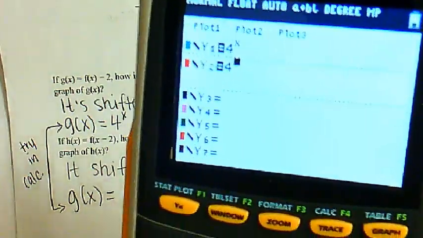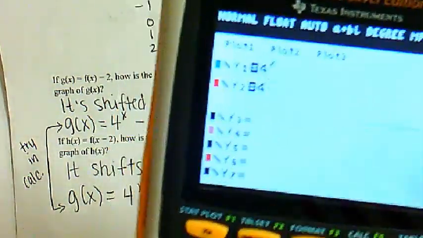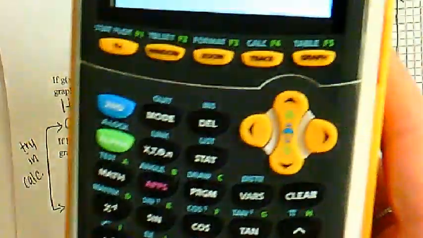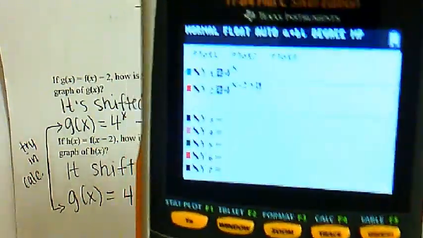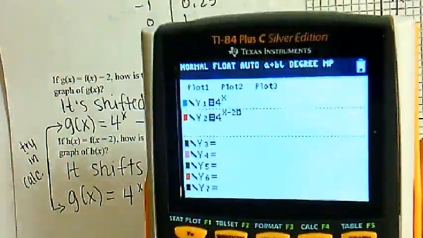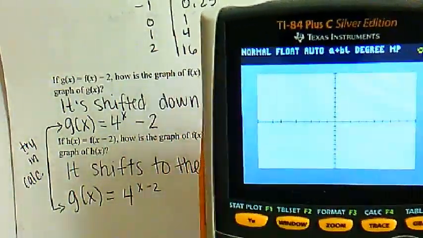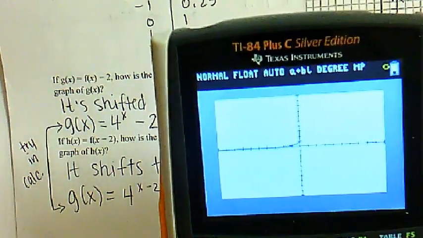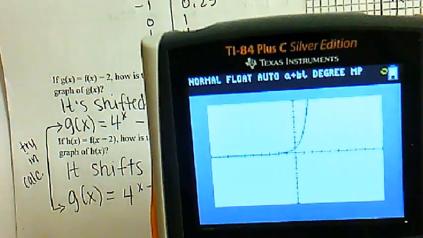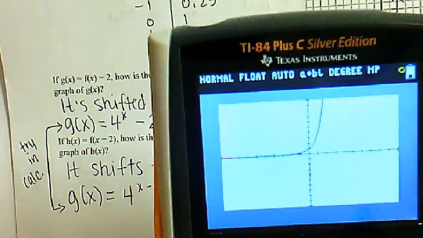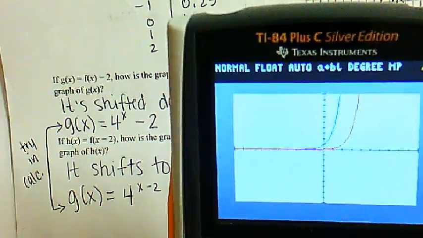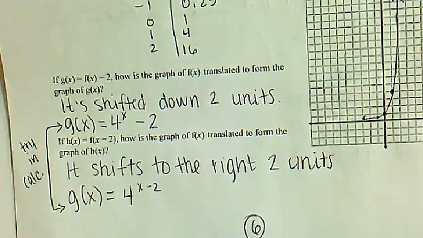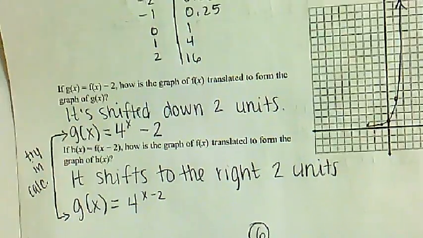I'm going to do x minus 2. There's my original. And now you're going to see it's going to move to the right. So if I were to do x plus 2, it would move it to the left. Okay, we'll do more with this in the next lesson.